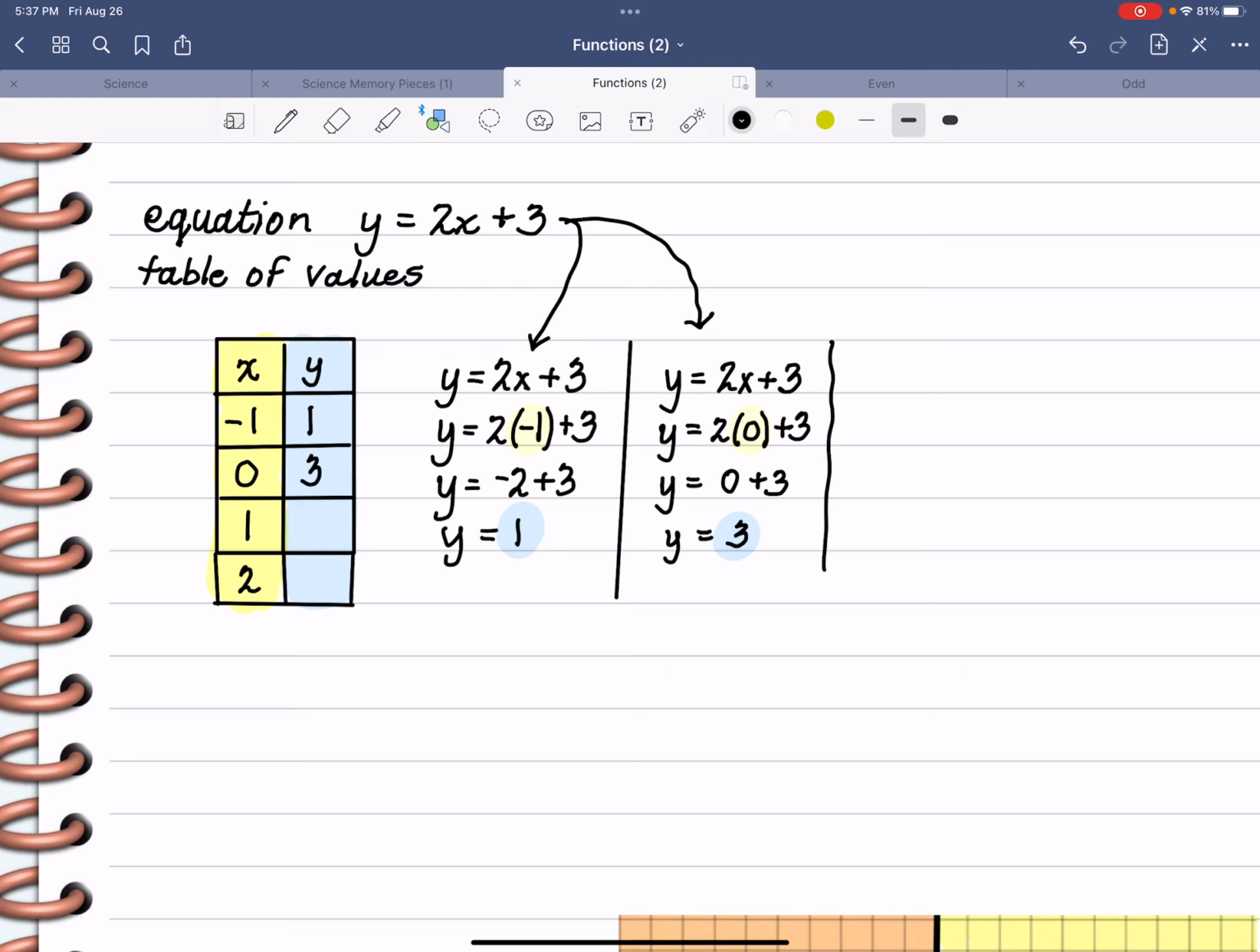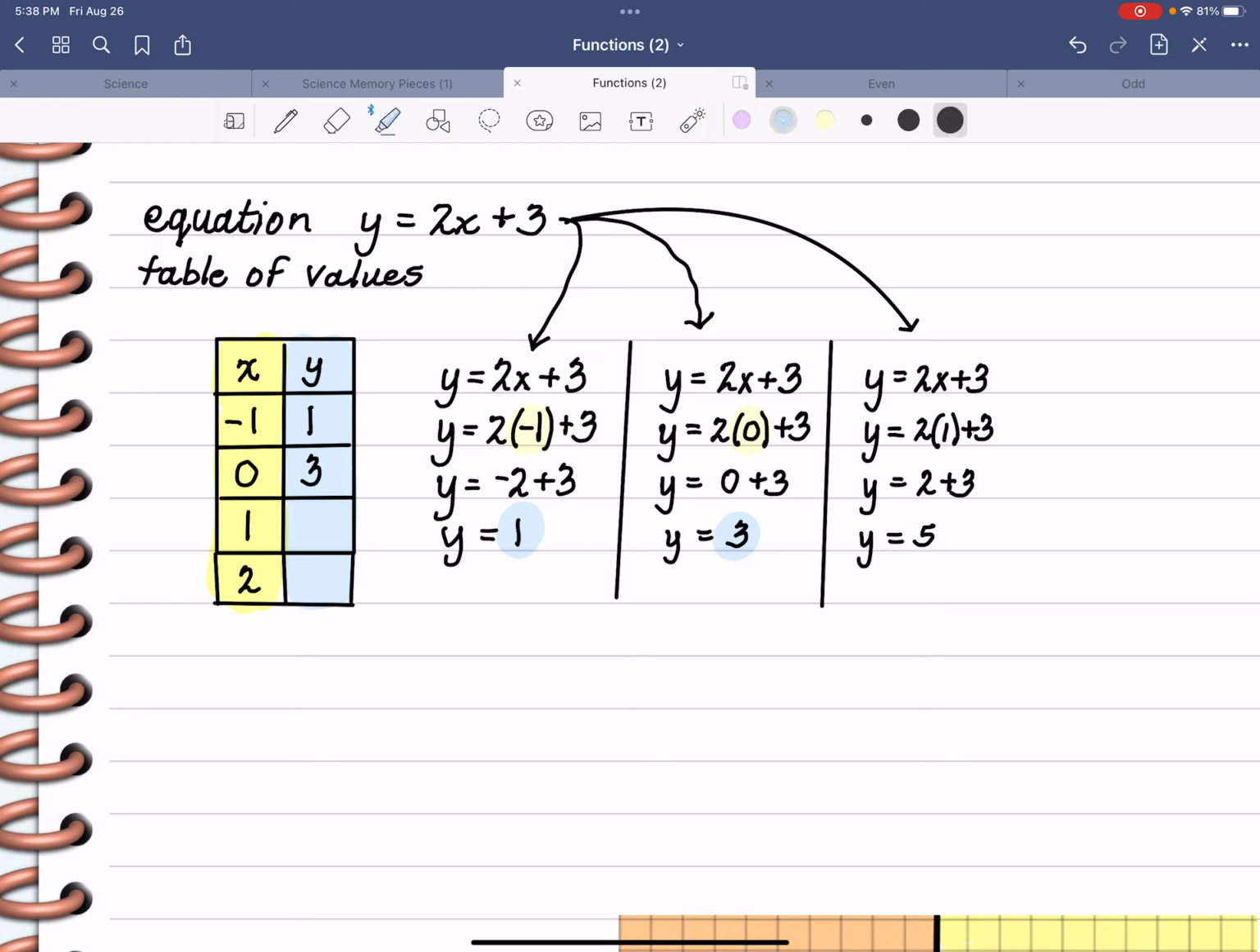And then I'm going to do it yet again. All right, so I'm going to say y equals 2x plus 3. And our next value is a positive 1. So 2 times positive 1 plus 3 is 2 plus 3. So this time y comes out to be 5. So when I put in a 1, I get out a 5.